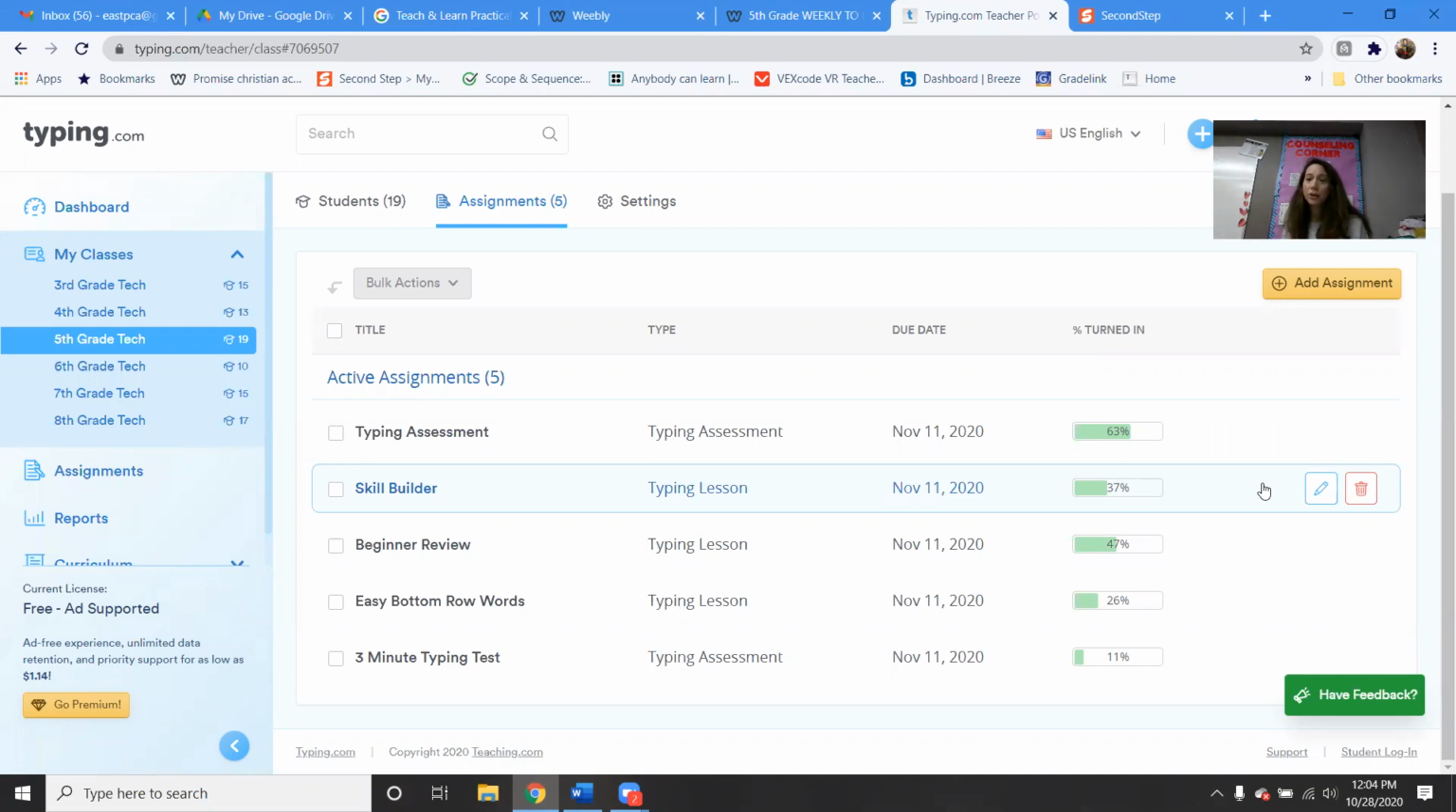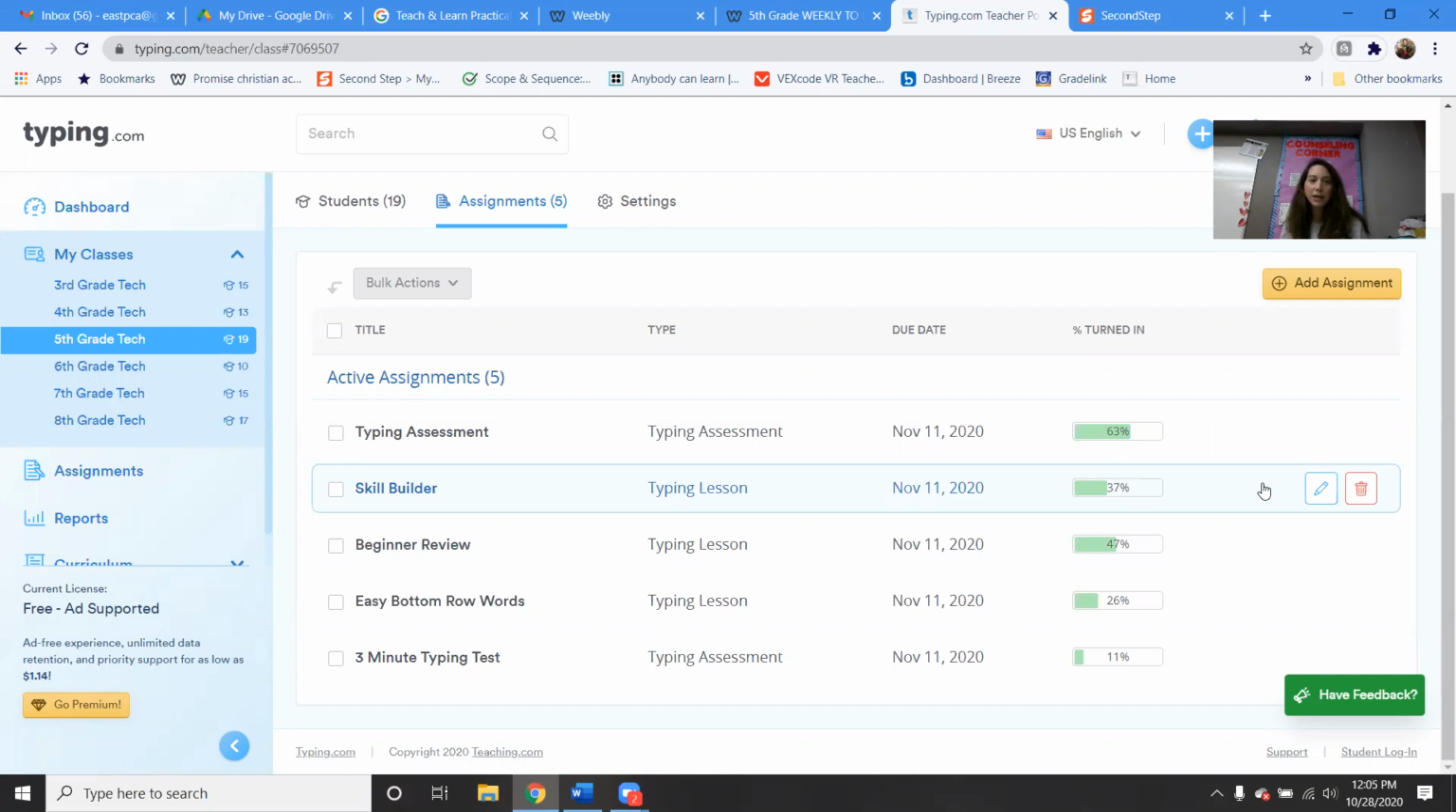We are very close to the end of the first quarter, and that date is November 11th. So what I wanted to start out with today is going over the typing lessons, because I want to make sure that you understand what you need to do in order to receive credit for the first quarter.